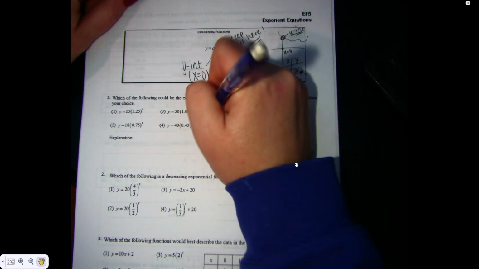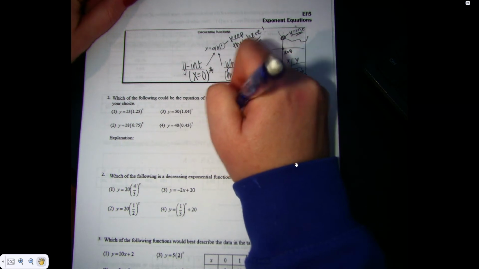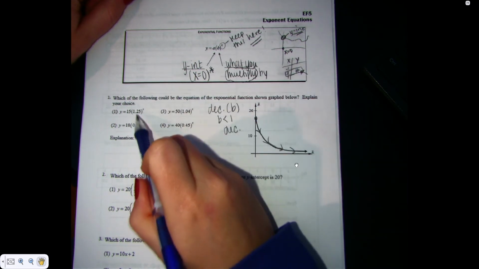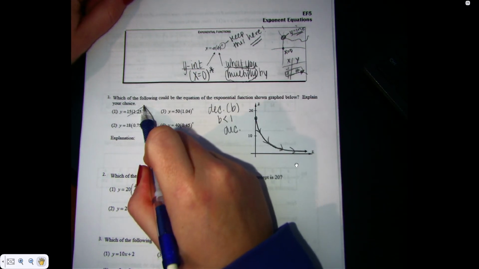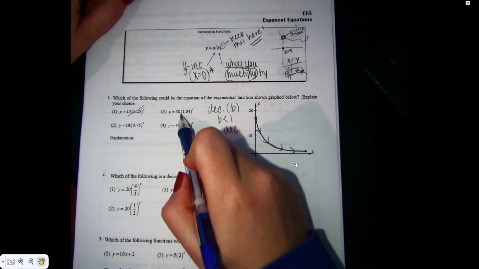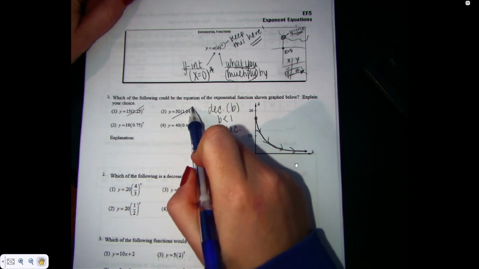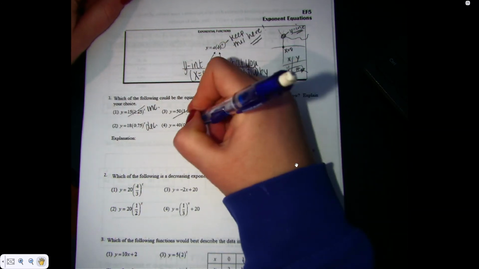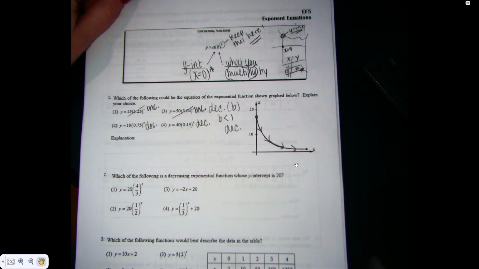In your equation, how do you know it's decreasing? Well, you know it's decreasing by that number in the parentheses. That number in the parentheses, which is b, has to be less than 1 for decreasing, okay? So 1.25, that's bigger than 1, so that's increasing. 1.04, also bigger than 1, increasing. 0.75 is less than 1, so this one is decreasing. 0.45 is also decreasing because it's less than 1.